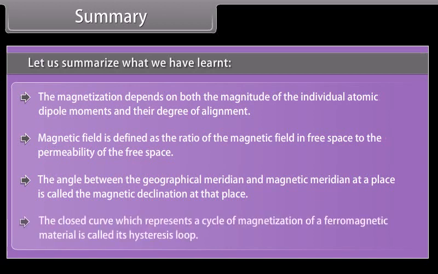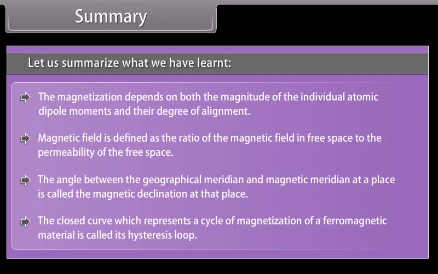The closed curve, which represents a cycle of magnetization of a ferromagnetic material, is called its hysteresis loop.